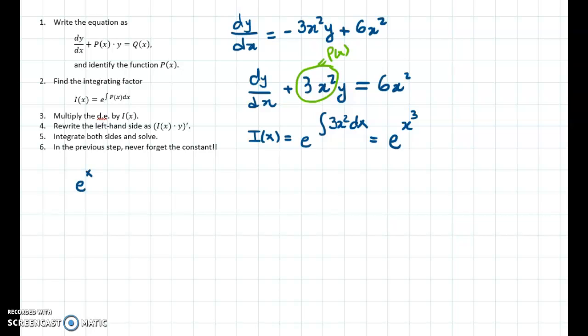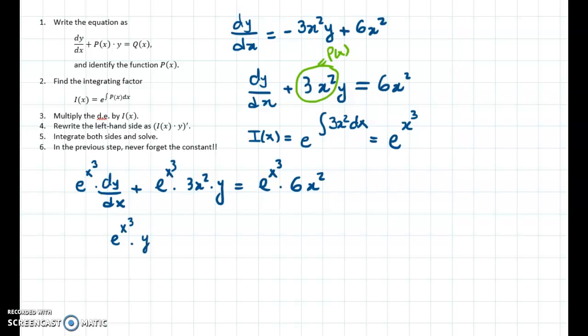We now need to multiply our differential equation by the integrating factor. So I'm going to write e to the power of x cubed times dy/dx plus e to the power of x cubed times 3x squared times y is equal to e to the power of x cubed times 6x squared. We write the left-hand side as the integrating factor times y, all of that prime. So in this case, we are going to have e to the power of x cubed times y, prime. And you should check for yourself that this is really what we have on the left-hand side, because this is what makes the method work.